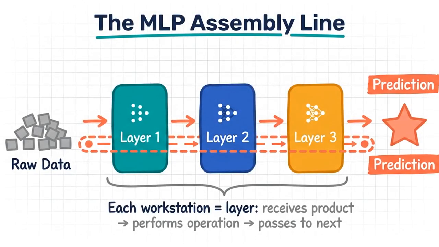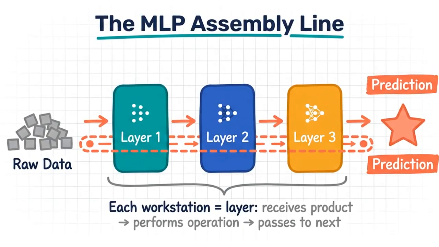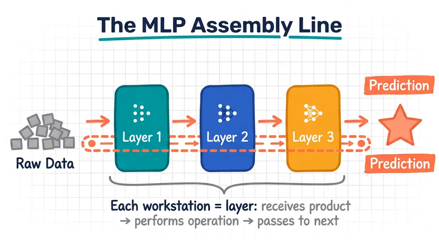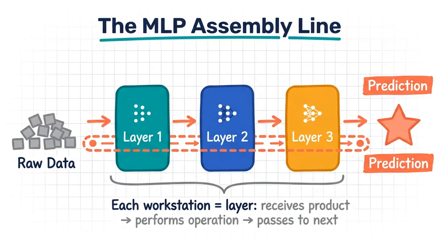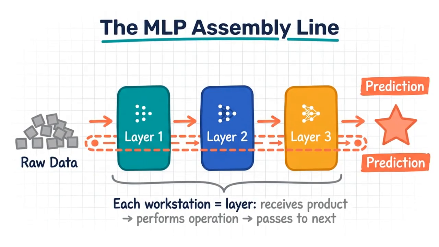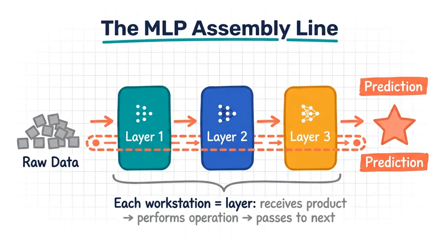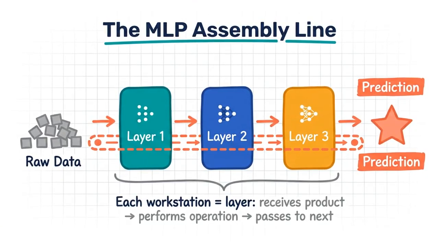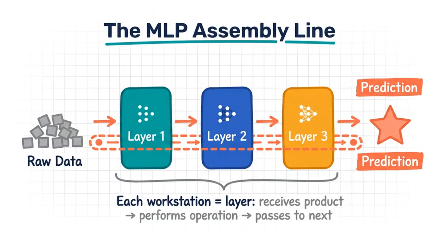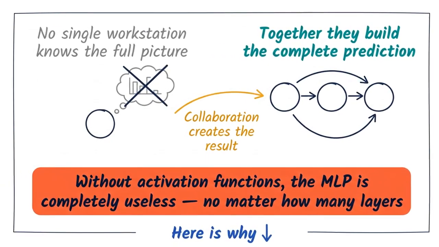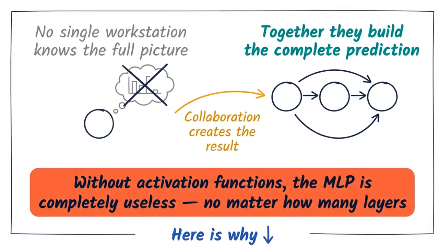Think of the MLP as a factory assembly line. Each workstation, or layer, receives a partially assembled product, a data representation, performs its specific operation, weighted sum plus nonlinearity, and passes the result to the next station. By the time the product reaches the end of the line, it has been transformed from raw material into a finished product, a prediction. No single workstation knows the full picture, but together they build it.